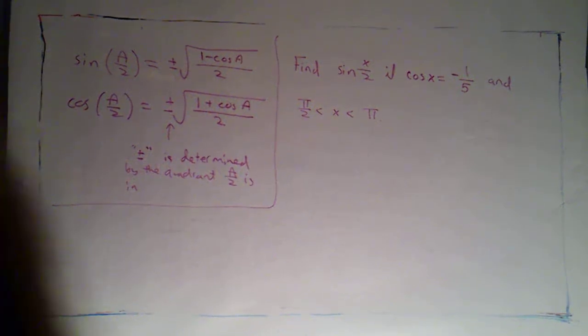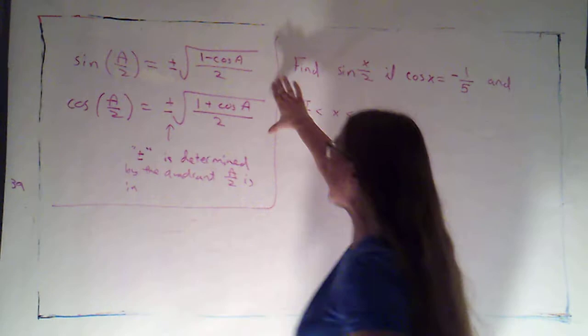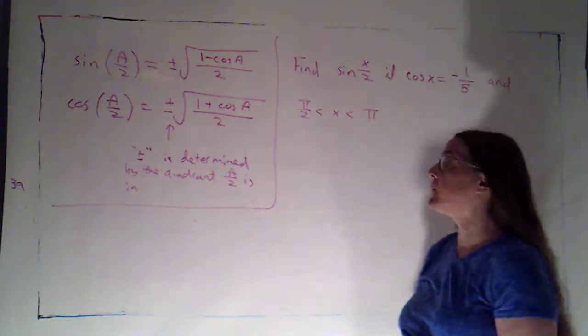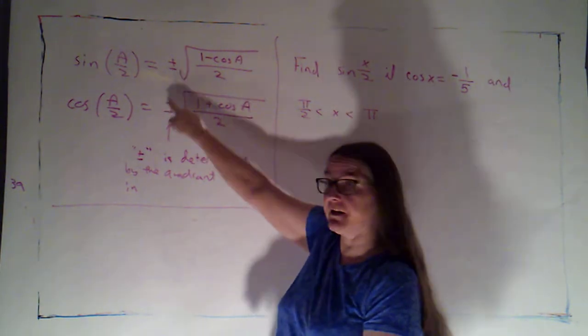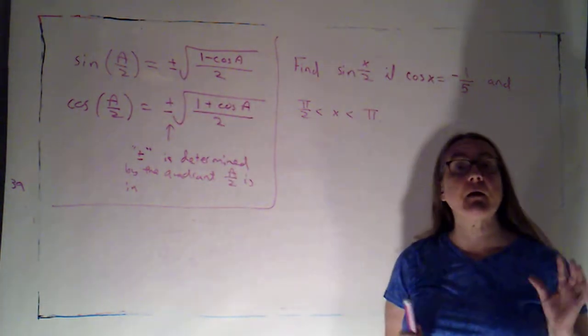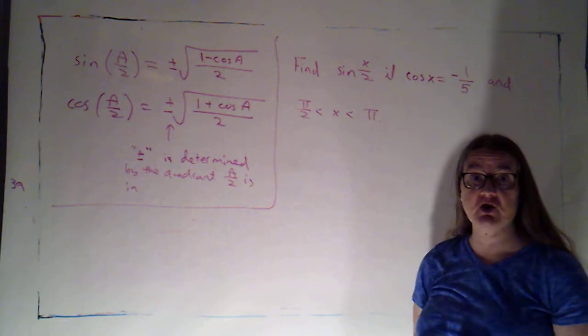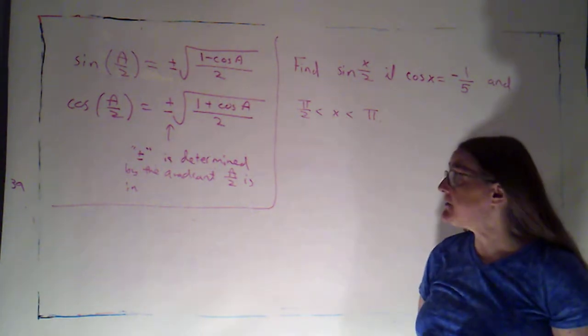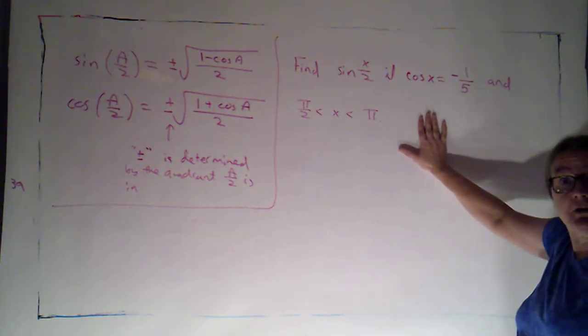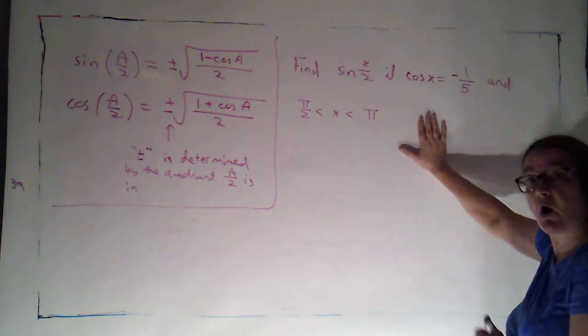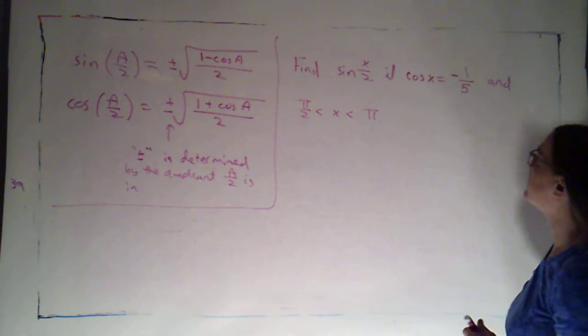Okay, in the last video we derived these two half-angle formulas for sine and cosine with this very important note that whether it's a positive or a negative result is going to be determined by what quadrant the angle A over 2 is in. Okay. So in this video I just want to practice using them. So let's work through this first example together, and then I'll give you one to try where you can pause the video and try it on your own.